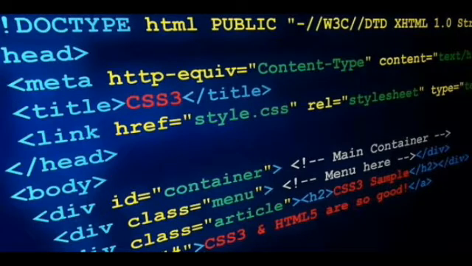Today we are going to discuss CSS. What is CSS? Introduction to CSS.